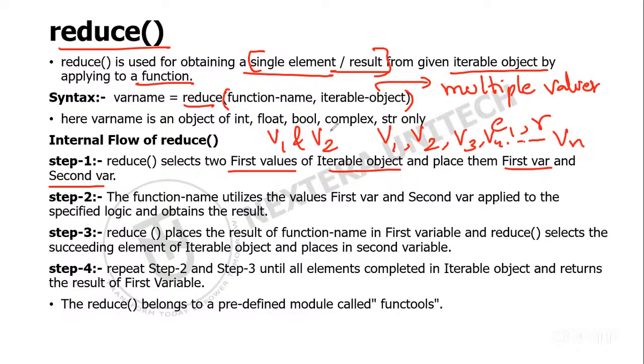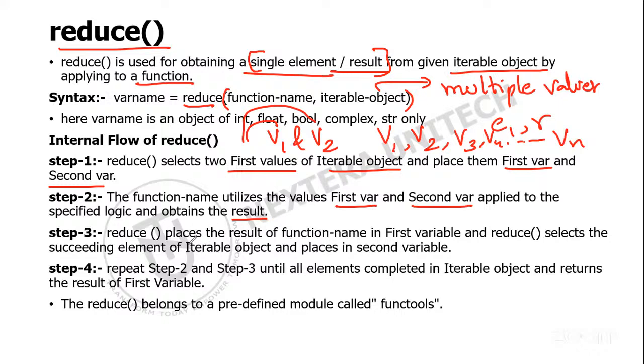Both the values will be utilized by the function, the first variable and the second variable, and it applies the logic on them. Whatever logic we have will be applied on both these values, value 1 and value 2, and whatever that logic produces will be returned as a result. At the end, it is going to result in something.